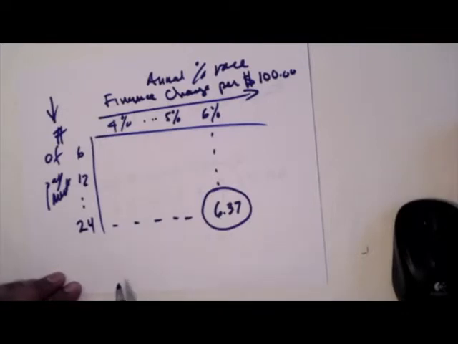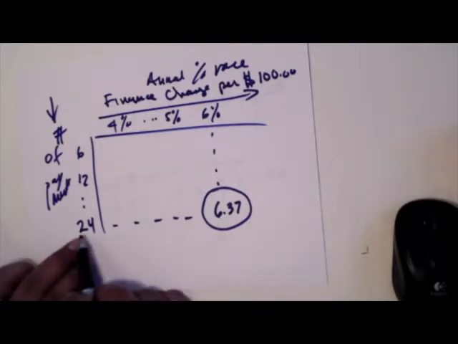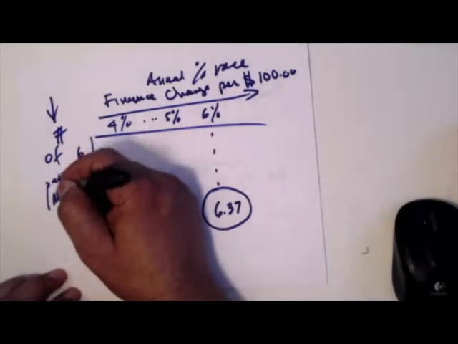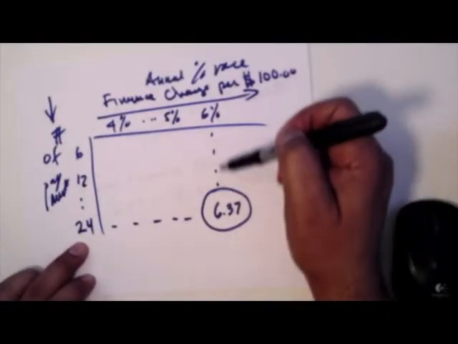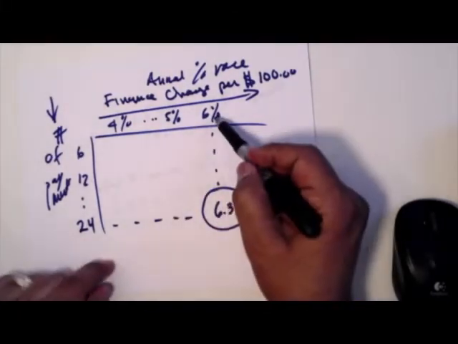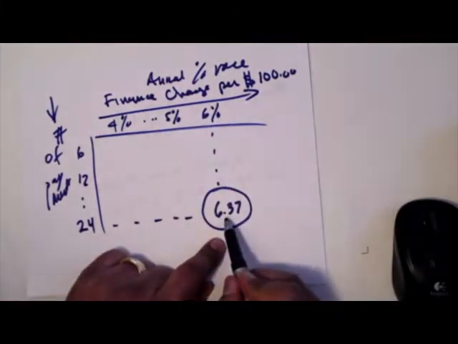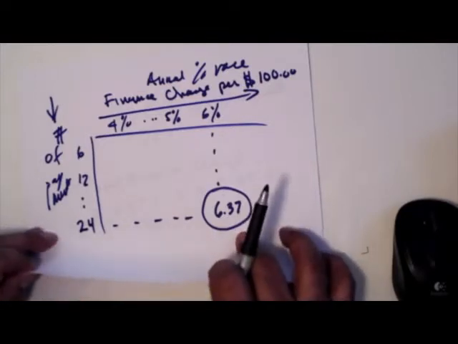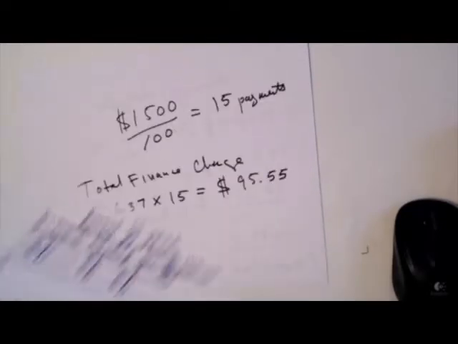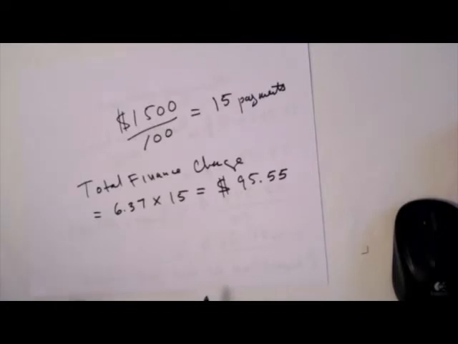So 24 months, right? These are the number of payments in terms of months here. And the percentage is 6%, so we intersect these two points here, and we read this number, 6.37. This is a multiplier that we use as we continue to solve the problem.